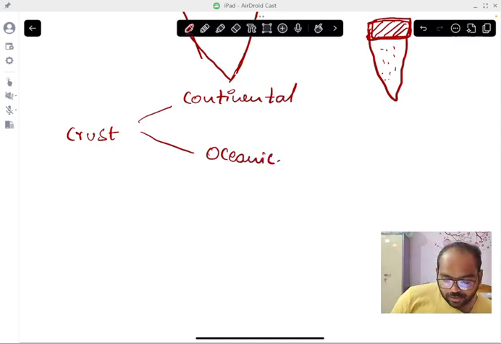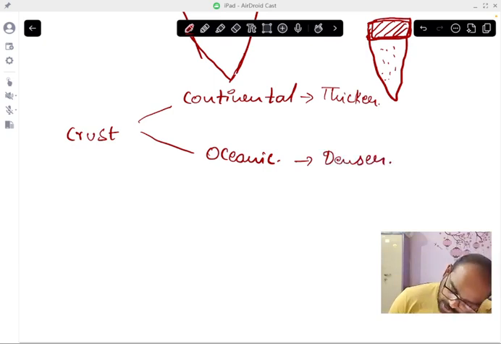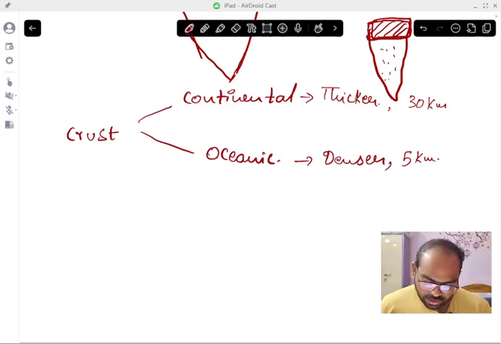Continental crust is thicker compared to oceanic crust. Oceanic crust is denser compared to continental crust. The thickness of the continental crust varies somewhere around 30 kilometers, and thickness of the oceanic crust varies from about 5 kilometers. And the thickness of the continental part might go up to 70 kilometers in areas like huge fold mountains like Rocky Mountains or Himalayas.